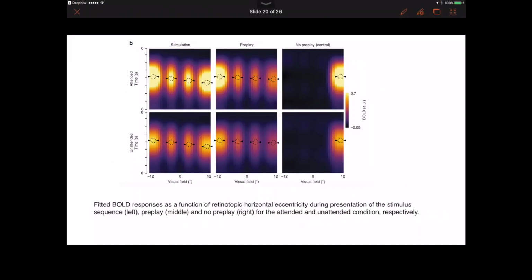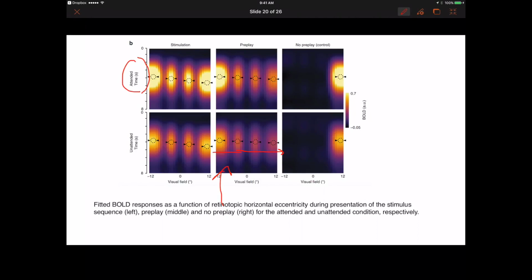And here's what happens. So this is the experiment, the stimulation. And here then is what happens during preplay. You only fire the first dot, and yet you see the brain responding. There's no stimulus coming here, but the brain believes there ought to be a stimulus now.